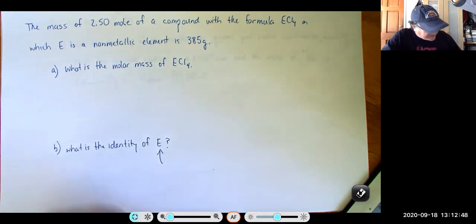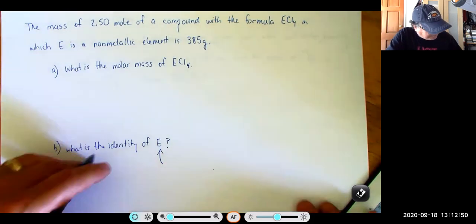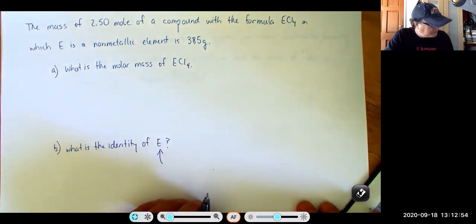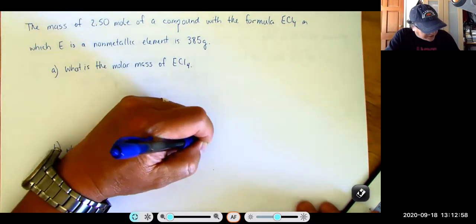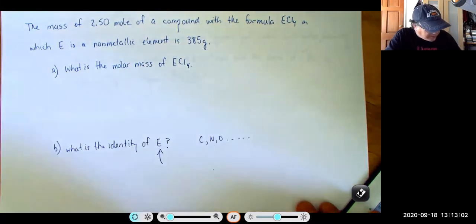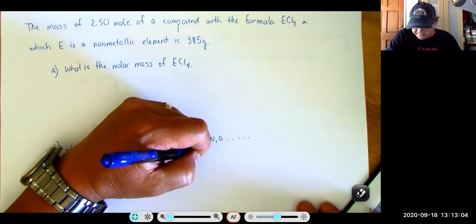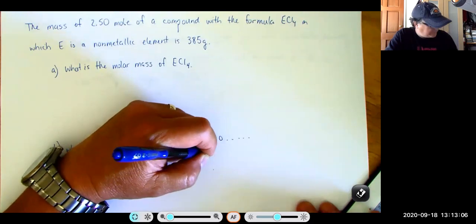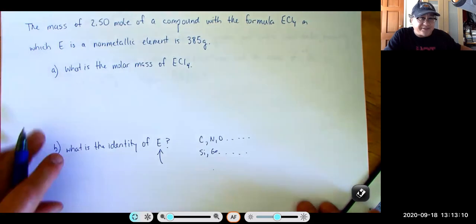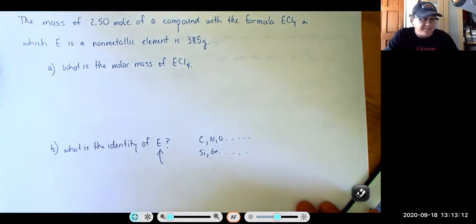I'm thinking it's going to be, first of all, something like carbon, nitrogen, oxygen, and so on. You with me? It could also be a metalloid. So that eliminates a whole lot of things when we call it a non-metallic. All right.